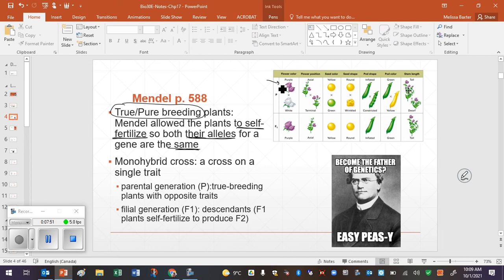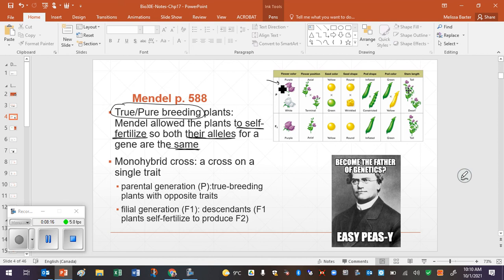And so what Mendel did was he would let the plants self-fertilize, usually over several generations, to ensure that they were not getting genetic variability, to ensure that if the plant had purple flowers, it's because they had two copies of the purple allele, and they didn't have two different parents. It was just the same plant reproducing over and over again.